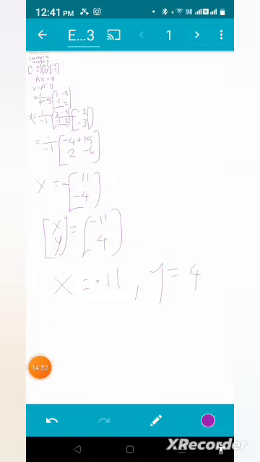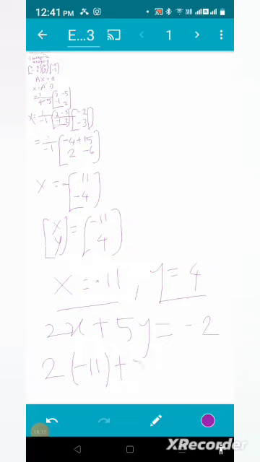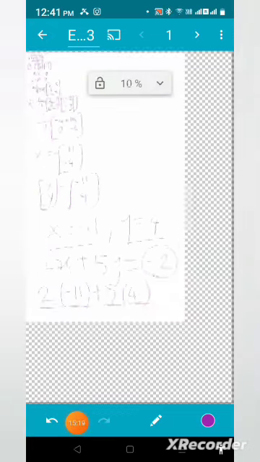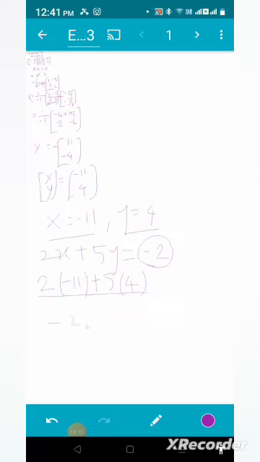So I verify this in equation number 1. The x and y values are substituted in equation number 1. Equation number 1 is 2x plus 5y is equal to minus 2. 2 into the x value, minus 11, plus 5 into the y value, 4. I get minus 2 for this equation. So minus 22 plus 20 is equal to minus 2. The right hand side and left hand side values are equal, so hence the x and y values are proved.